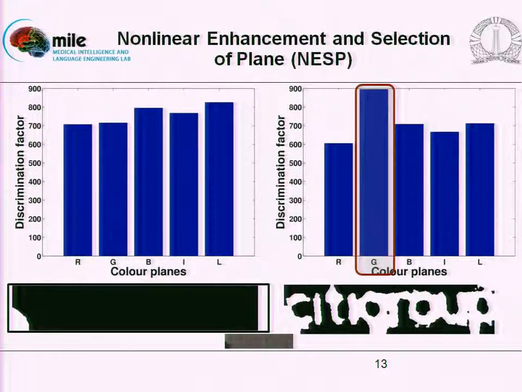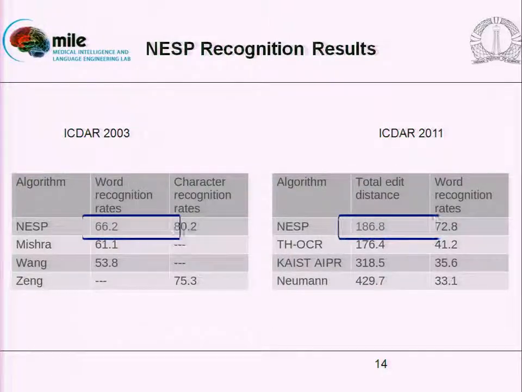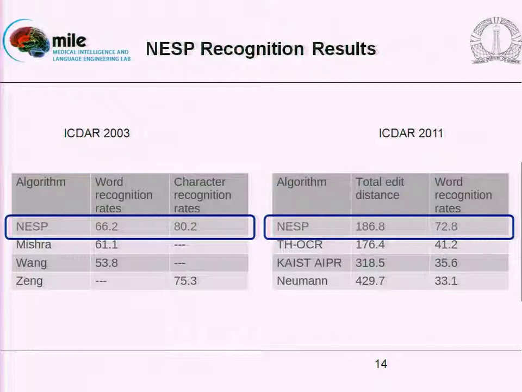When I applied a power law in the existing method, there is a drastic change in the discriminant, and the plane which is chosen will be different, and we can see what the text present in it is. In fact, this is a low contrast image, where power law has helped to retrieve the text. This nonlinear enhancement method has got 66% word recognition rate on the ICDAR 2003 data set.